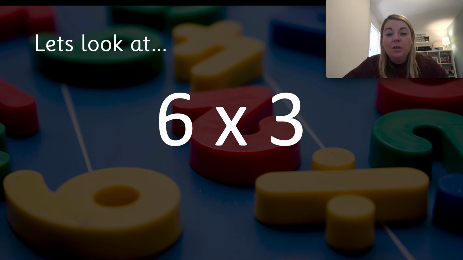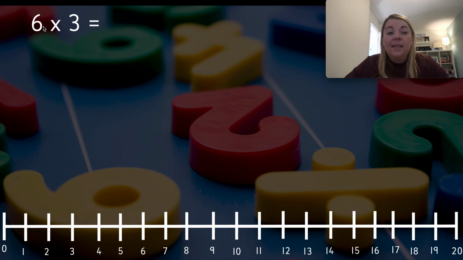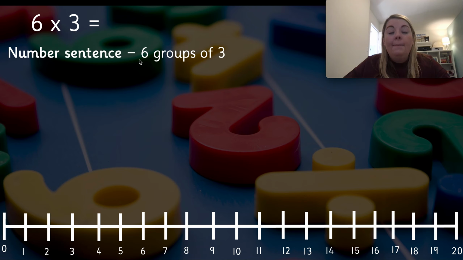So the question that we're looking at is 6 multiplied by 3. Now 6 multiplied by 3, or 6 times 3. So the cross in the middle means multiplied or times, but it also means groups of. So 6 times 3 means 6 groups of 3. And if we use our switchers, that would mean it was 3 times 6, or 3 groups of 6.